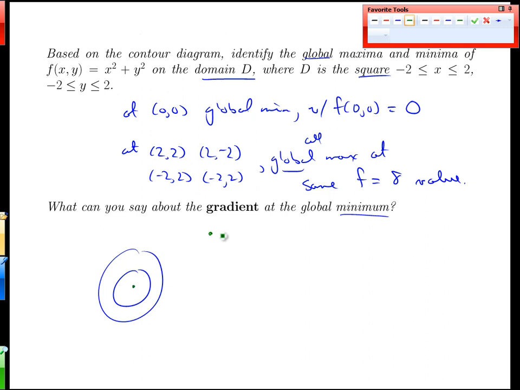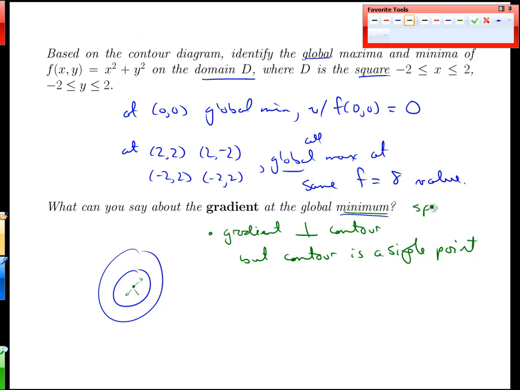If you think about our condition that the gradient is perpendicular to the contour, but the contour is a point, here we hit an interesting combination. How can I draw a line in any particular direction if I'm perpendicular to a point? How do I point in a single direction? Well, the answer is we can't. So the global minimum is somehow a special point in terms of the shape of the surface.